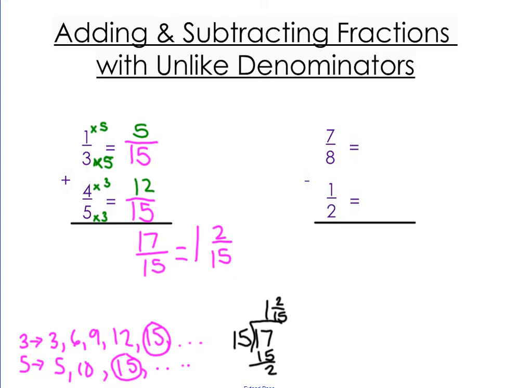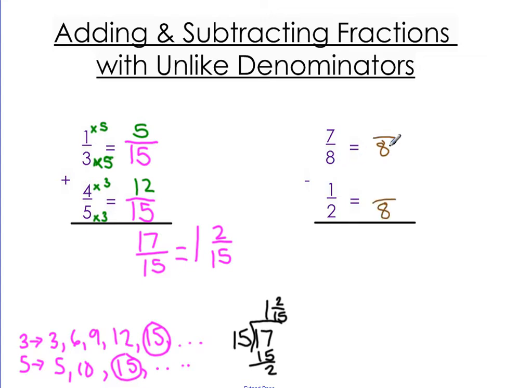Now let's do something similar by subtracting two fractions. I'm going to subtract 1/2 from 7/8. I need to figure out what both 2 and 8 can divide into, that is, the least common multiple. Well, I know that 2 can divide into 8 evenly, so 8 must be my least common multiple. So I'm going to use 8 for the common denominator for both fractions.